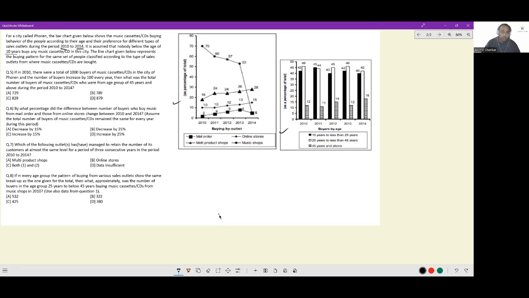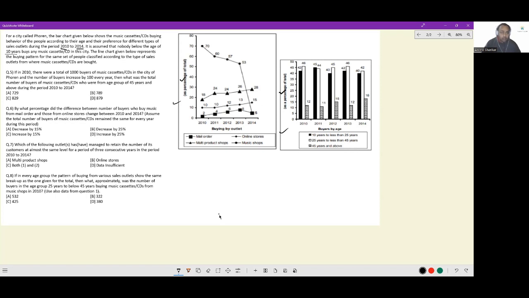The line chart given below represents the buying pattern for the same set of people classified according to the type of sales outlets from which music cassettes or CDs are bought. Okay, now see, this information is given in percentage. This information is given in percentage. We also need to know that.